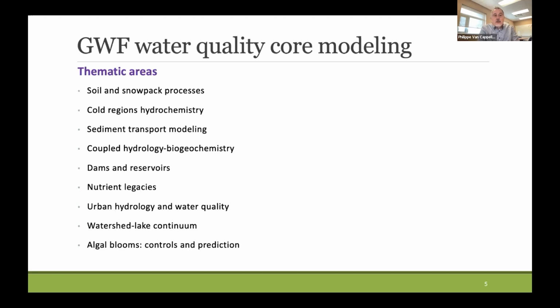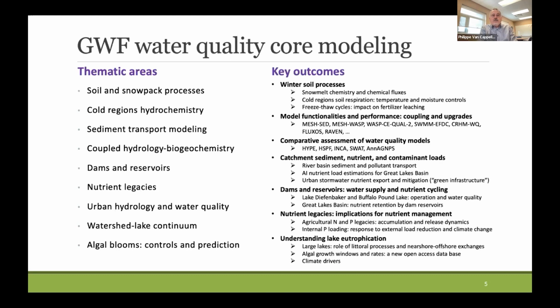In more recent years, there has also been more emphasis on urban hydrology and water quality. Still a lot of work on coupling watersheds and loads from watersheds to lake impacts. And one of the big impacts that we're looking at is, of course, algal blooms, both in terms of understanding the controls on algal blooms, but then also in our ability to predict algal blooms or how they might evolve over the longer term as climate warming takes place.